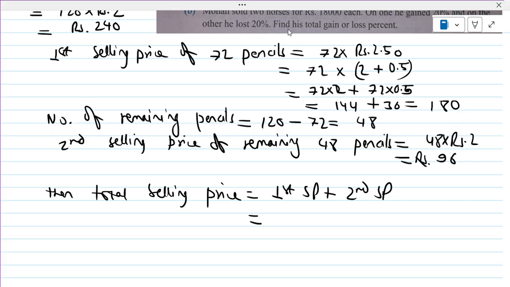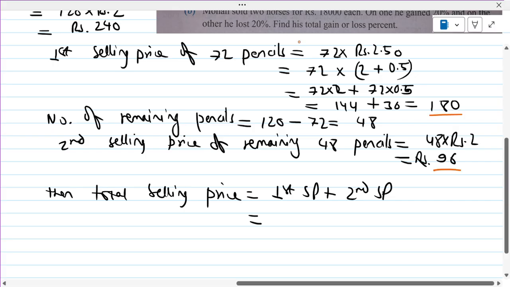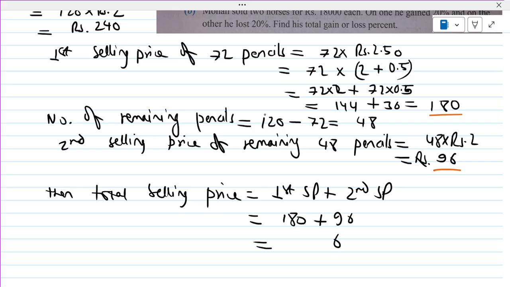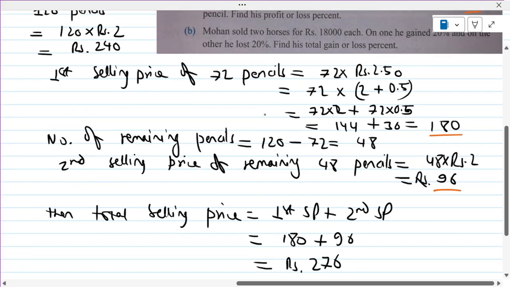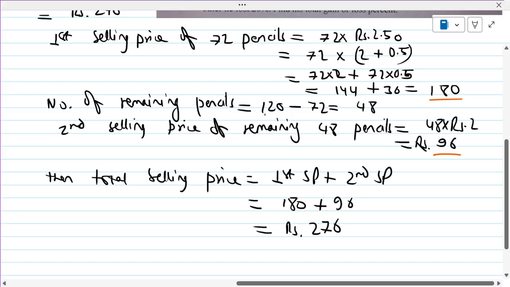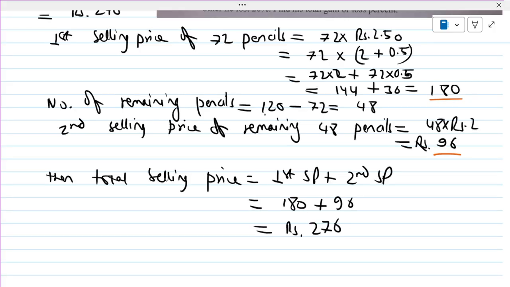So the first selling price is here 180, second selling price is 96. So let's get them added. 180 plus 96, so this will give you 276 rupees as the total selling price. And now let's see whether there is profit or loss by checking which is greater. If you see total SP is greater, then you can say there is profit, and if total CP is greater, you can say there is loss. So let's check what is greater over here.